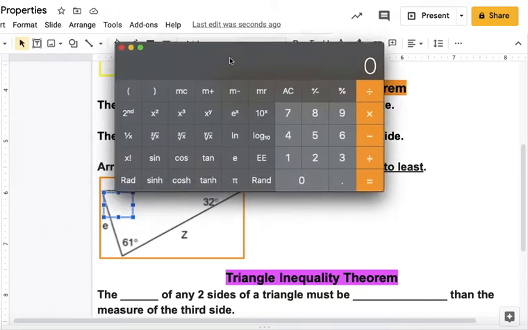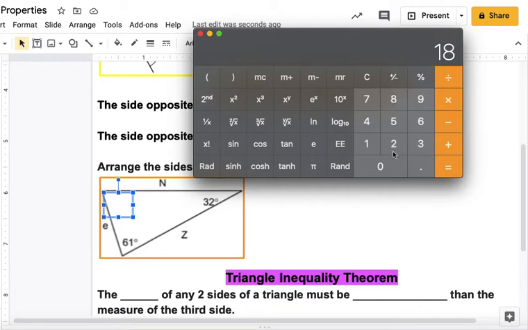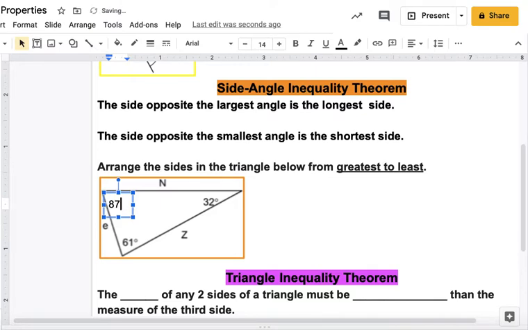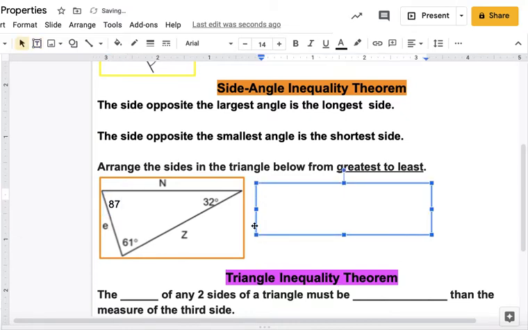So 180 minus 61 minus 32 means that this missing angle is 87 degrees. I'm going to mark that in my picture just so I don't forget. Now I want to arrange my sides from greatest to least, from largest to smallest. I know the longest side is going to be across from the largest angle, which is 87.